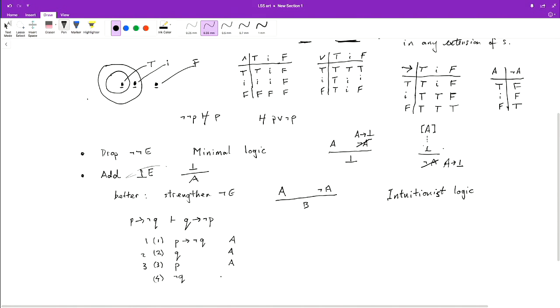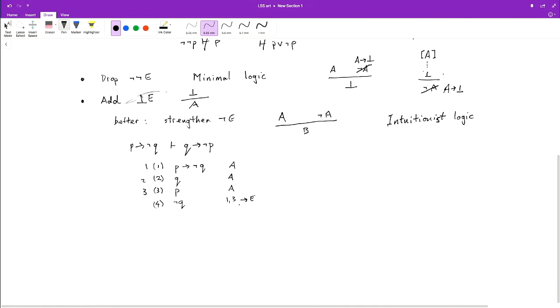That's from 1 and 3. That's just arrow elimination. Then what we want is we want to get not P from 1 and 2. So, but we can do that. We've got a contradiction. Or let's go through the two steps of the negation rule. We can get bad, if you like, from 2 and 4.